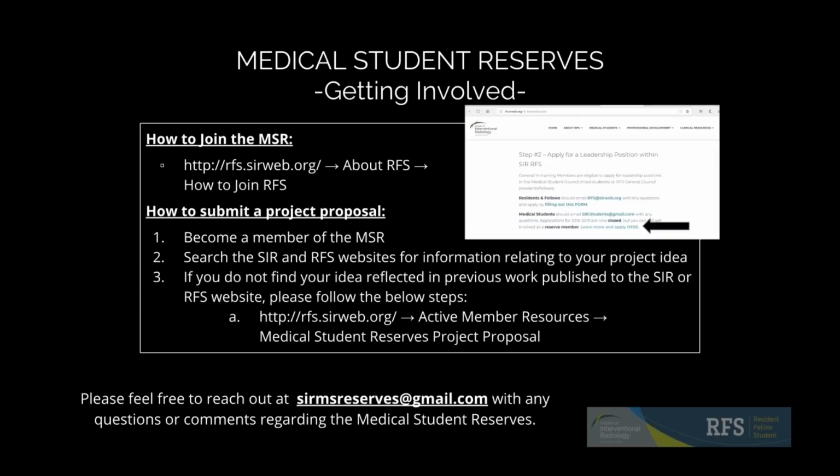If you're interested in joining the MSR or already a member and have an idea for a project proposal, please refer to this slide for the steps in completing that. If you have any questions or comments at all regarding the medical student reserves, please don't hesitate to contact me at the below email. And we're always, as Hanson said at the beginning, we have a rolling admission, so we're always accepting members, and we're really excited for the next year. Thank you so much.